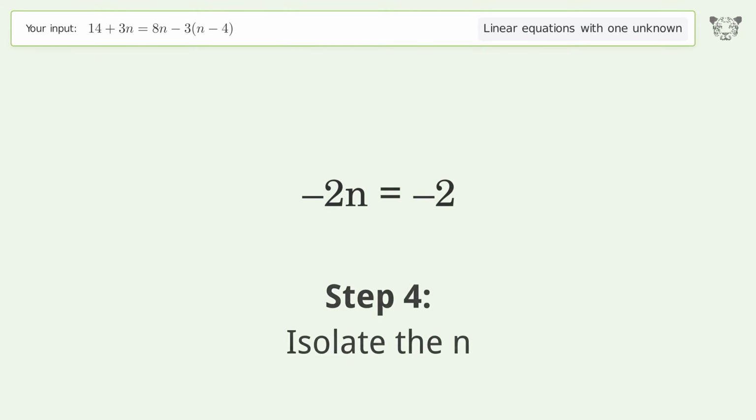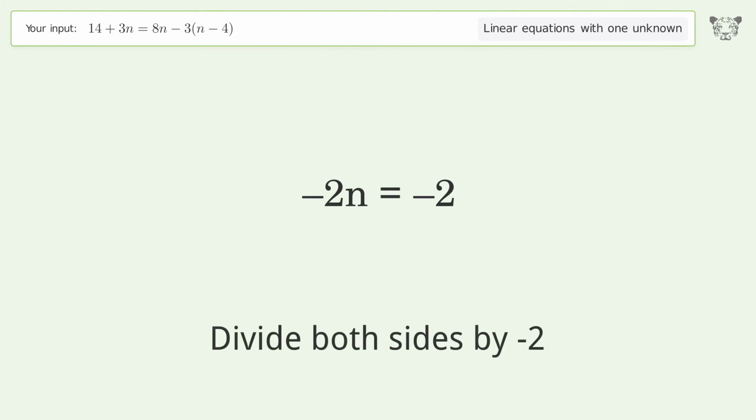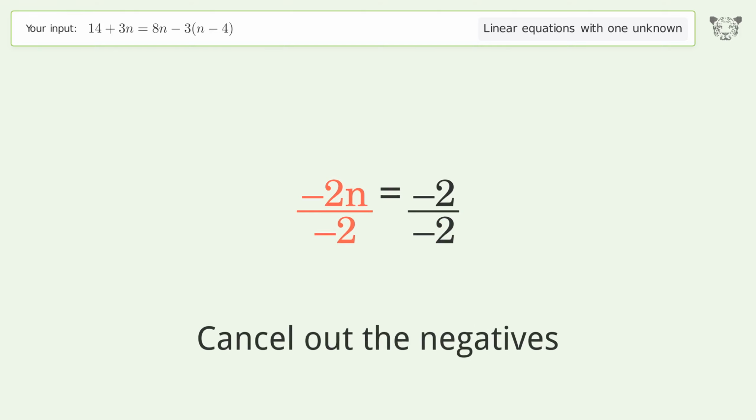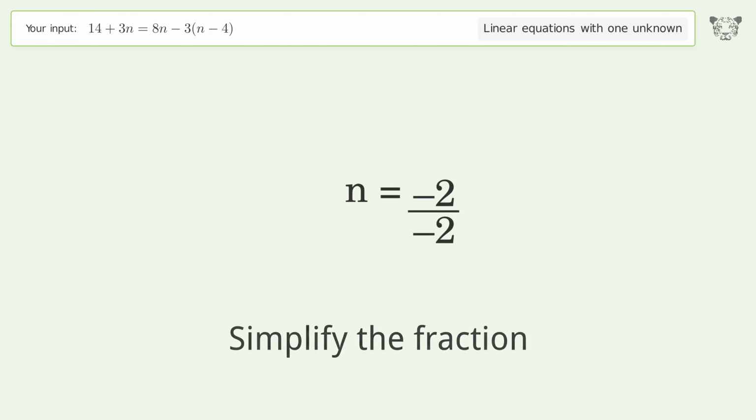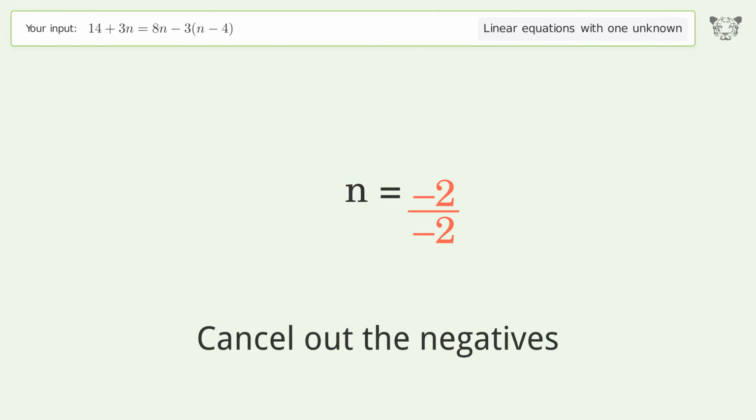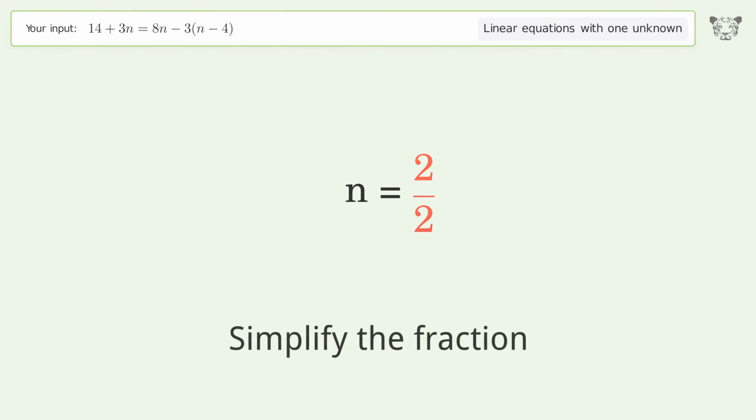Isolate the n. Divide both sides by -2. Cancel out the negatives. Simplify the fraction. Cancel out the negatives. Simplify the fraction.